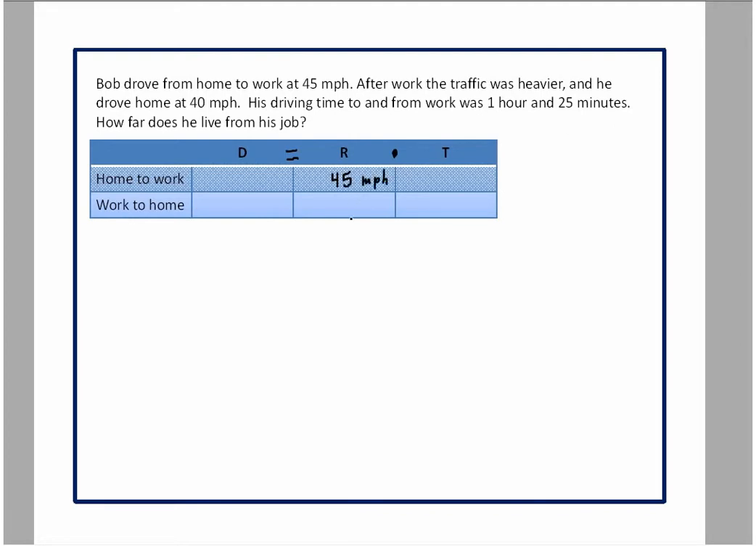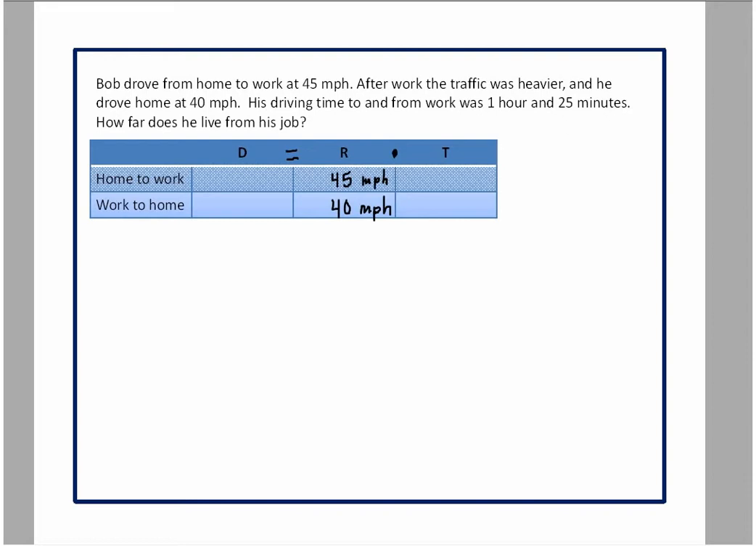I like to fill out this table. It makes it set up nice afterwards. After work, the traffic was heavier and he drove home at 40 miles per hour. His driving time to and from work, so that's both there and back, was 1 hour and 25 minutes.